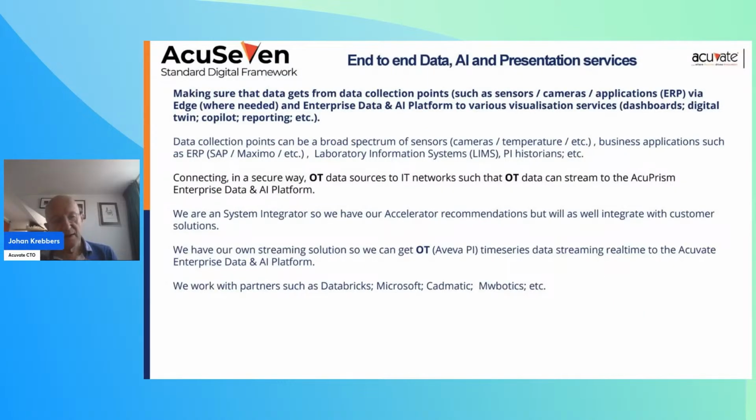So AQ7 is really that end-to-end framework. It's important that we also focus on the OT space in manufacturing and energy. OT is an important element of collecting data. And we're going to show you special solutions we have to collect high-speed OT data as well into Fabric.